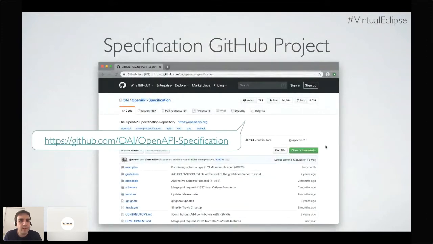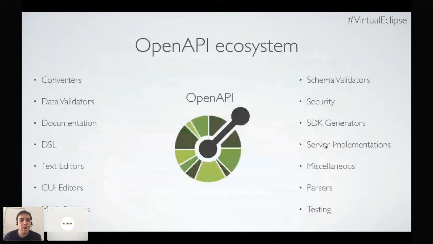Concretely, it's a project on GitHub, so you can see how the specification is developed, and you have many issues where people are discussing what could be added to the specification. And then they do some releases with a new version of this specification. What is important to understand is that OpenAPI is a standard, and this is why you have really a large ecosystem around it.